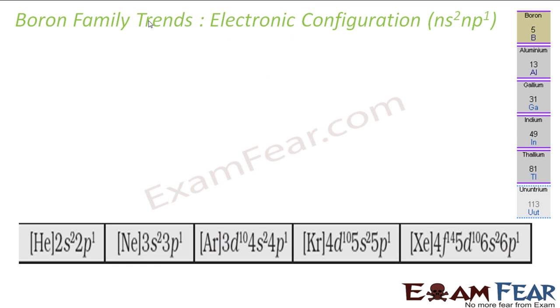Let's start with the electronic configuration. The electronic configuration of the boron family is ns2np1. For boron it is helium 2s2 2p1, so it is in this format, ns2np1. For aluminium it is neon 3s2 3p1. This is for aluminium. For gallium, you see, 3d10 4s2 4p1, correct? So 4s2 4p1. For indium also, 5s2 5p1. For thallium also, 6s2 6p1. So if you see, it has this trend of ns2np1.